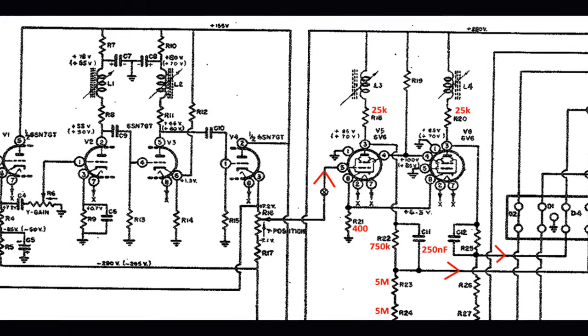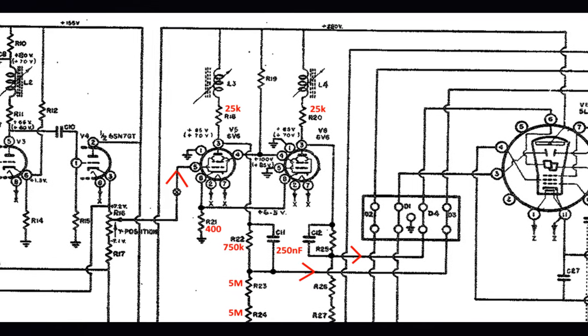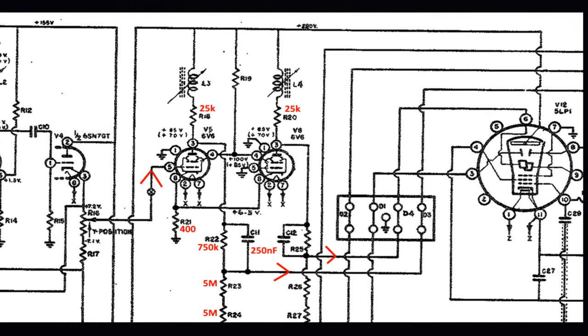Differential, obviously. And here the single-ended input goes to pin 5, that is the grid of V5. And pin 5 of V6 is just connected directly to ground. The two cathodes are connected together, and then 400 ohms to ground. So here you have a differential amplifier and 25K in the anode. So again, we got quite a lot of gain here as well.